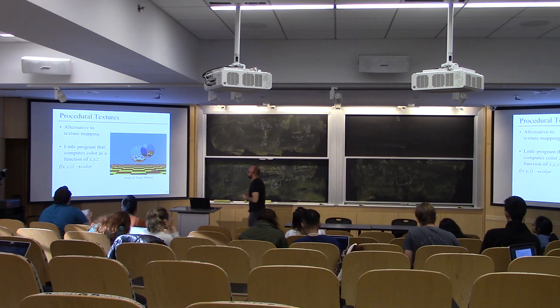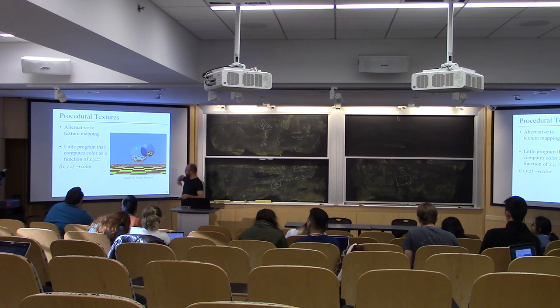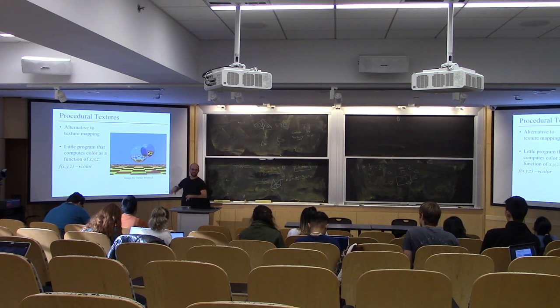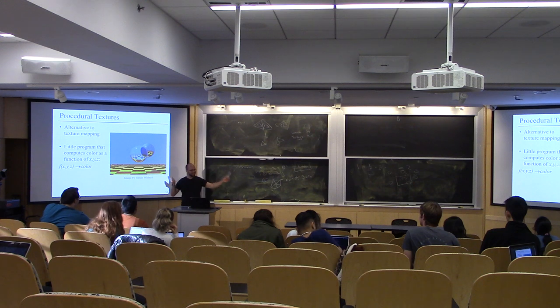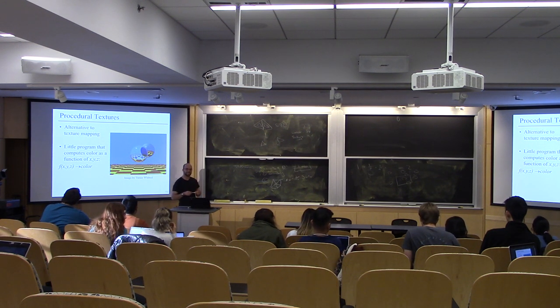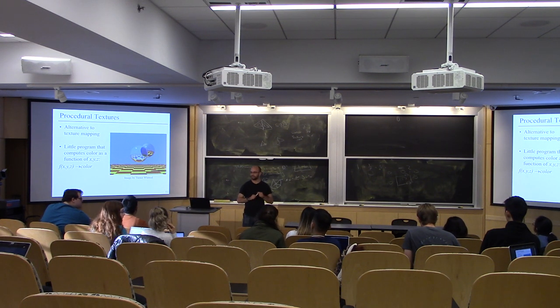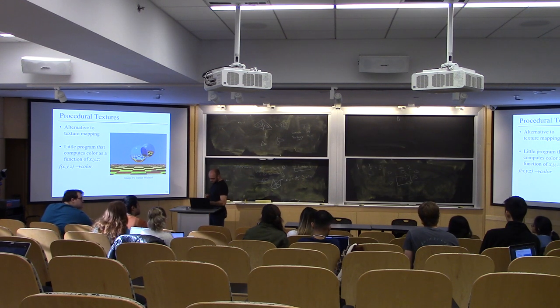So for instance, here's a very simple shader. Let's say I wanted to shade a checkered floor. How could I do that? I could look at my x and y coordinates and determine whether they're odd or even, and use that to compute whether I should be red or yellow. Do I need to store a giant red-yellow checkerboard as a texture? No, I can just write a little piece of code that looks at my coordinate and decides what color I should be. That's an example of a very simple shader that takes in, in this case, your x, y, z position and outputs color. Does that make sense? Cool. And so this is the idea of a procedural texture.